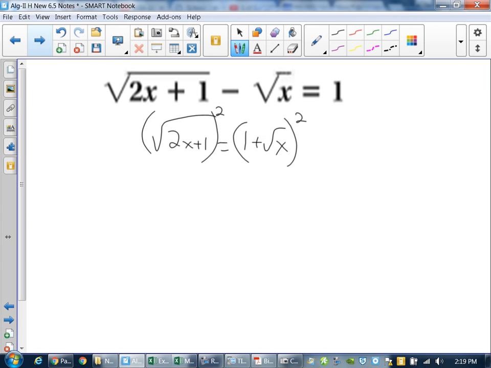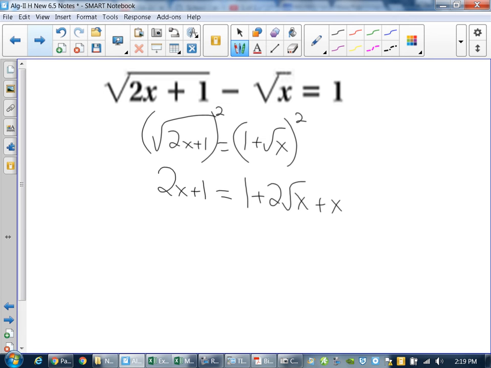The square root of junk squared is junk. The other one you have to FOIL out. 1 plus 2x, 2 root x, plus x. Okay. Set it equal to 0.